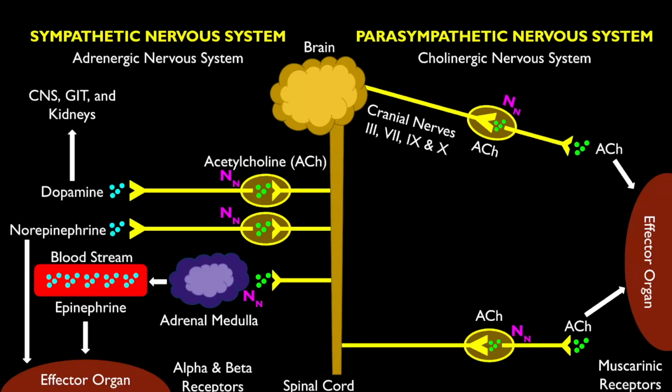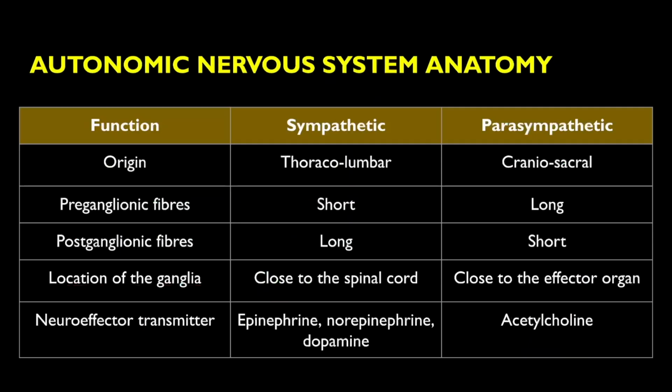So now that we have illustrated this whole anatomy, let's put this in a tabular column where, as I've said, the origin of the sympathetic nervous system is thoracolumbar, and parasympathetic is craniosacral. The preganglionic and the postganglionic fibers are short and long, long and short, as we have already discussed. The reason for these short and long fibers is that the ganglia are located close to the spinal cord in the case of sympathetic nerves, but close to the effector organ in the case of the parasympathetic nerves. The main neurotransmitters in sympathetic neurons are epinephrine, norepinephrine, and dopamine, and it's just acetylcholine in parasympathetic nerves.